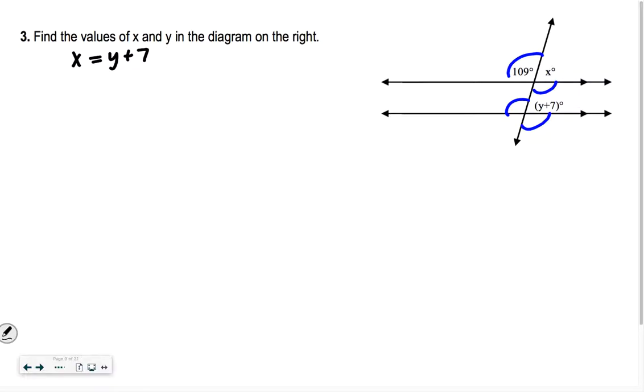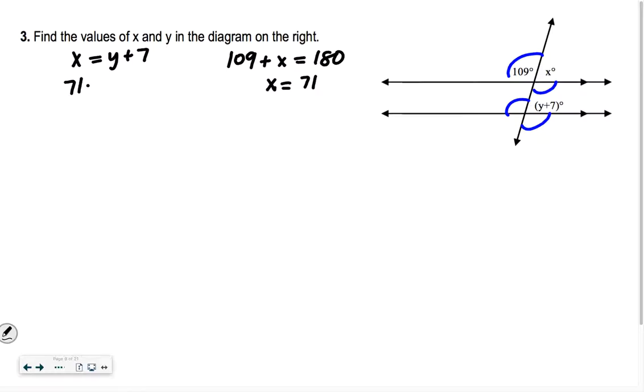No, because I have an equation that has x and y. I don't want to have equations that have x and y if possible. So Ian, do you see an equation that we can do? 109 plus x equals 180. Yeah, totally. 109 plus x equals 180. Those are a linear pair. So I get x equals, when I subtract over, 71.